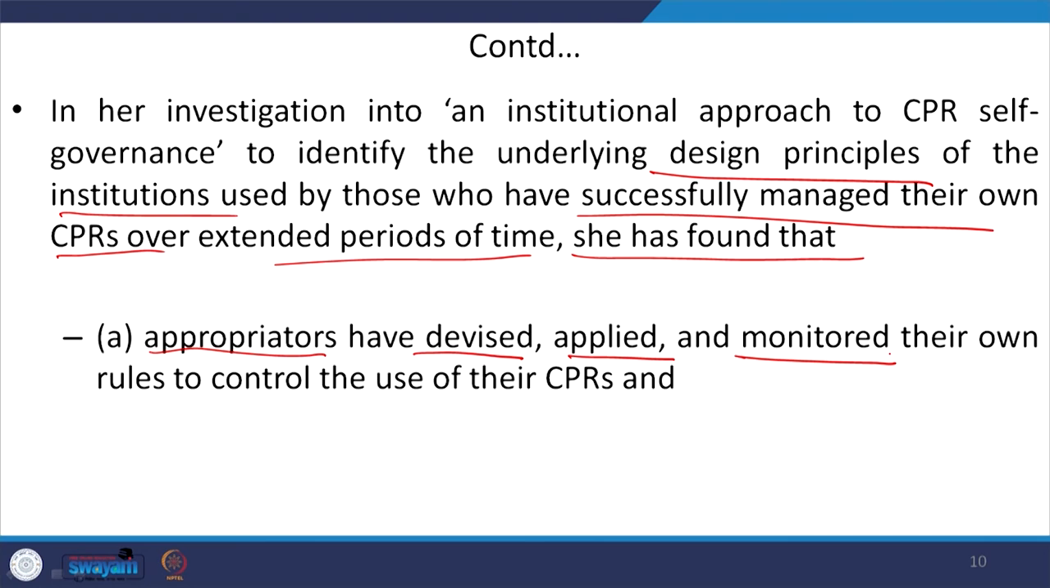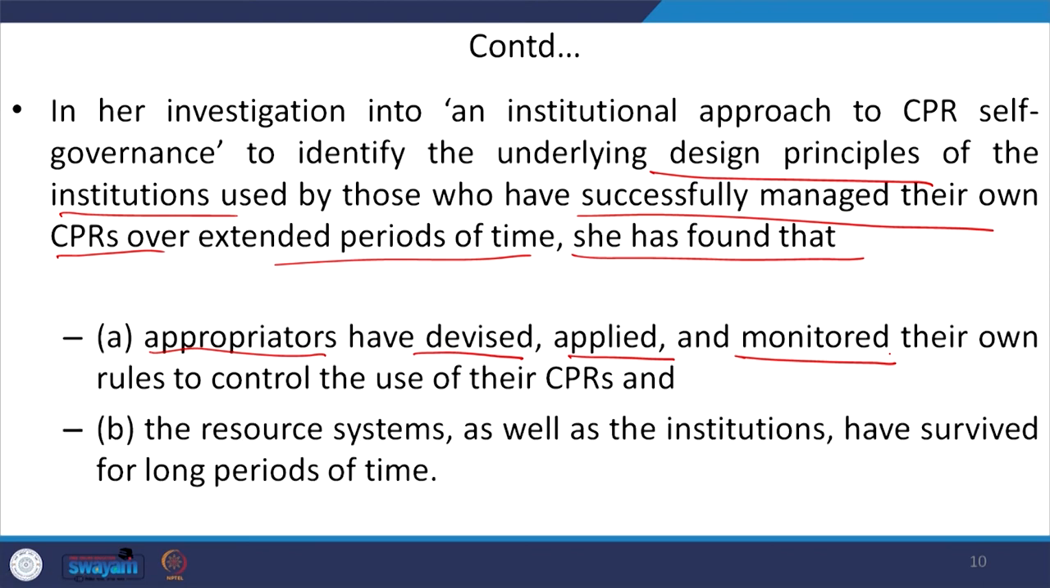They have the freedom to devise and apply, to decide what the mechanisms and strategies would be, and who is going to monitor it. Every one of these things is controlled by the user groups, the appropriators themselves. And the second one is that these resource systems and the institutions have survived for a long period of time. So from her observation of the field study, she got to know that the design principle is of utmost importance if you have to successfully manage the commons. This is the first criterion.